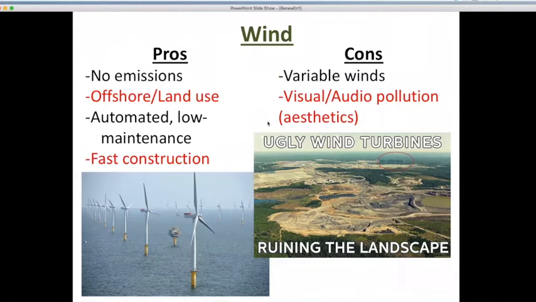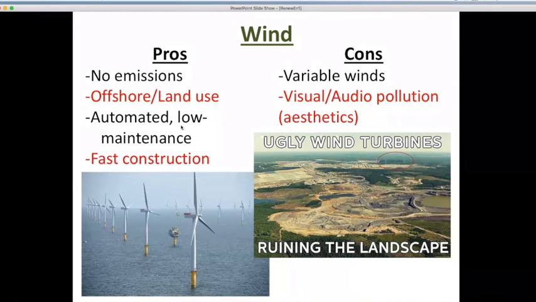So we look at the pros and cons here, and we see that just like solar, there are no emissions. We can build them offshore, so they're out of the way, so they're not bothering people, so they're not ugly. You can use the land around them if you do put them on the land. You can farm around them. You can raise livestock.